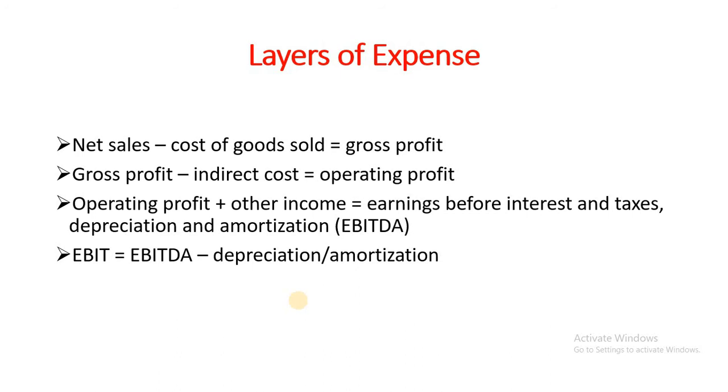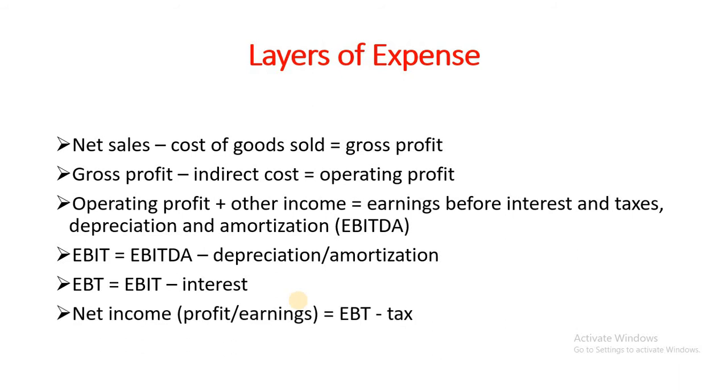Then depreciation or amortization costs are deducted from earnings before interest, taxes, depreciation, and amortization. Then we deduct interest expenses from EBIT, and thus we receive earnings before taxes. Finally, we deduct taxes from earnings before taxes, and we reach the bottom line of the profit and loss statement, which is net income or net profit.